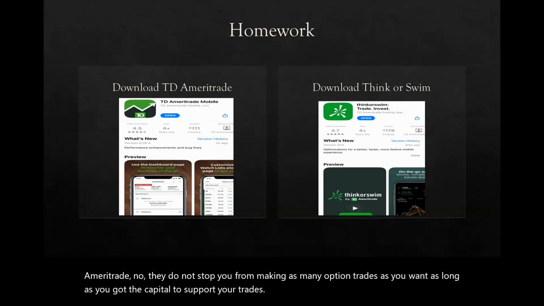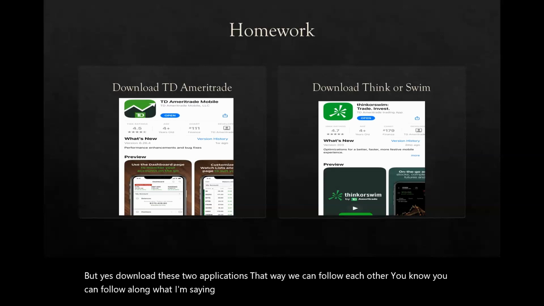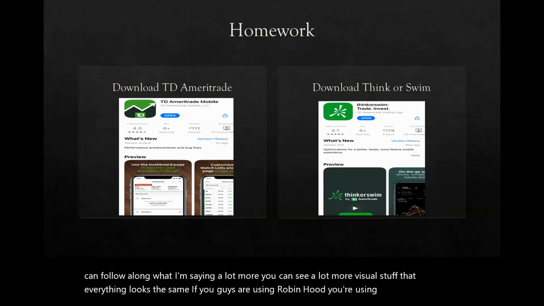But yes, download these 2 applications. That way we can follow each other, and you can follow along with what I'm saying a lot more. You can see a lot more visual stuff, so that everything looks the same. If you guys are using Robinhood or Webull, that's fine.